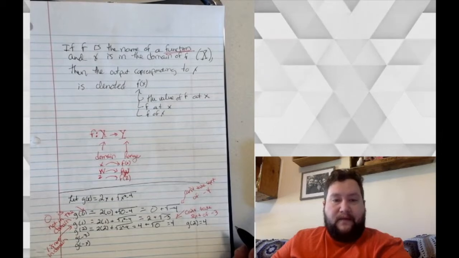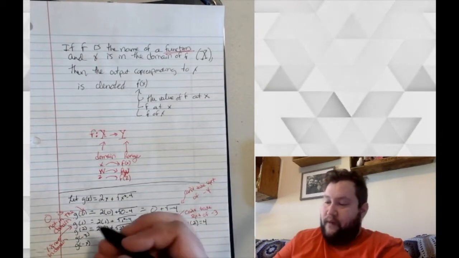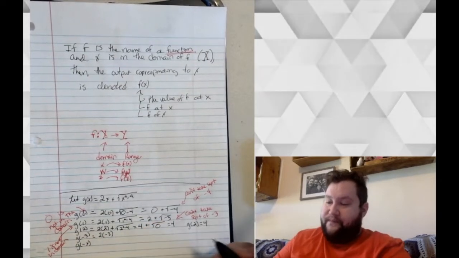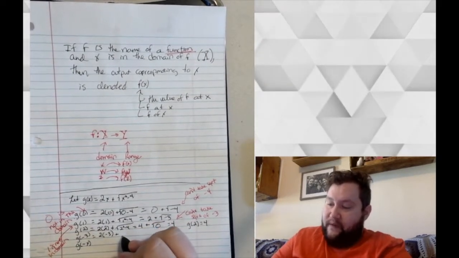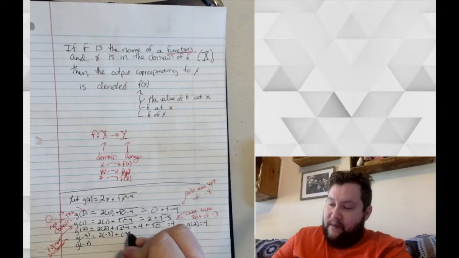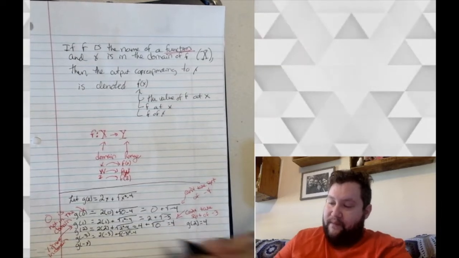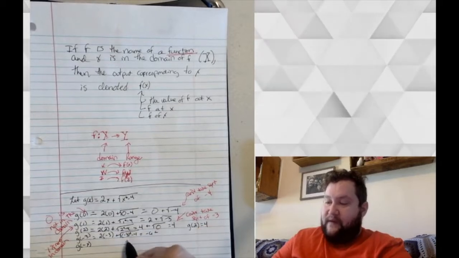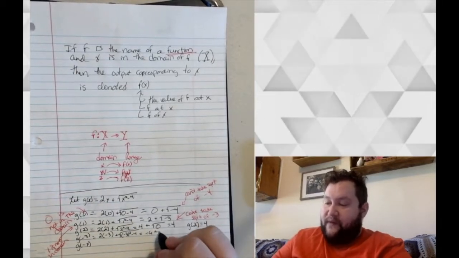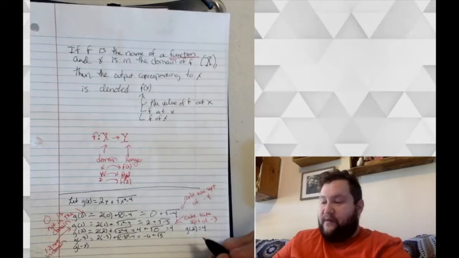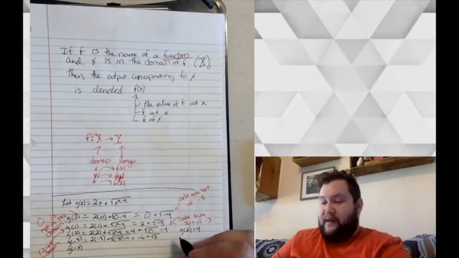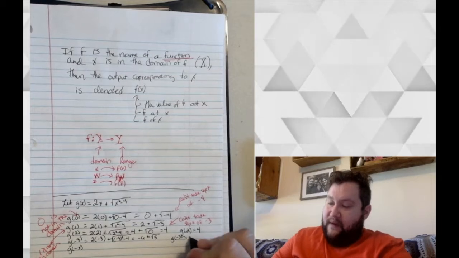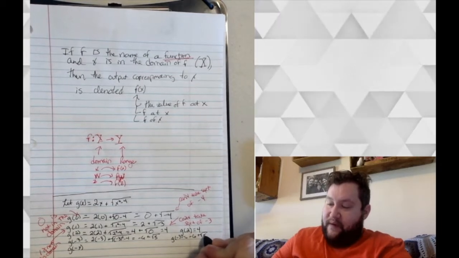And what about negative 3? So we have 2 times negative 3 plus the square root of negative 3 squared minus 4. Well, that's negative 6 plus the square root of 3 squared is 9 minus 4 is 5. Negative 6 plus the square root of 5. That looks good to me. G of negative 3 is negative 6 plus the square root of 5.